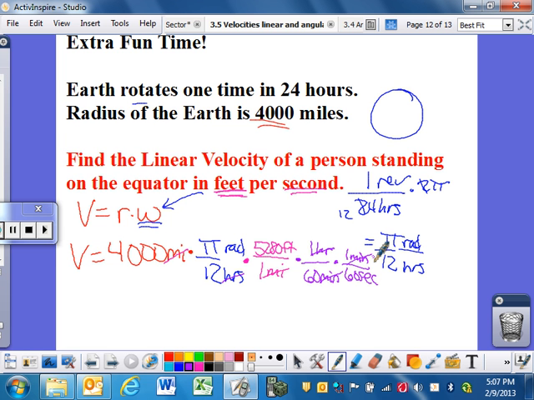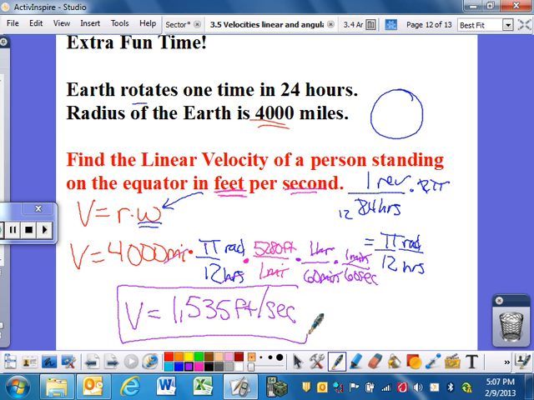So now I have a whole bunch of numbers, and you've got to figure out what to multiply. So on the top, I need you to multiply 4,000 times pi times 5,280. And then you need to divide that by 12, and divide it again by 60, and divide it again by 60. And what you end up getting, approximately, according to my notes, is 1,535 feet per second. So in one snap of your finger, you go a quarter mile or more in a second. That's how fast the Earth's really moving.